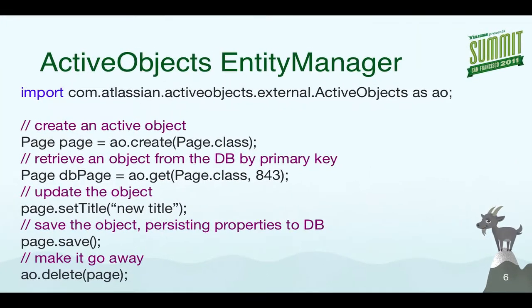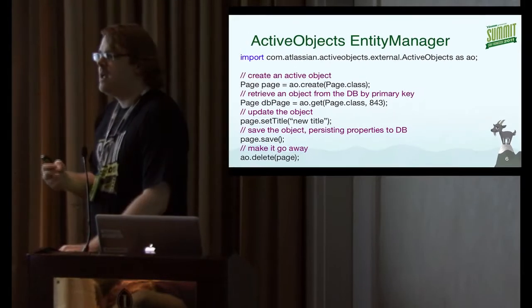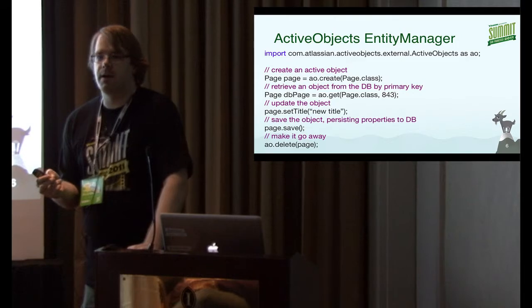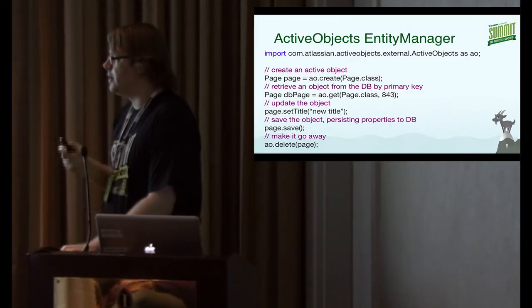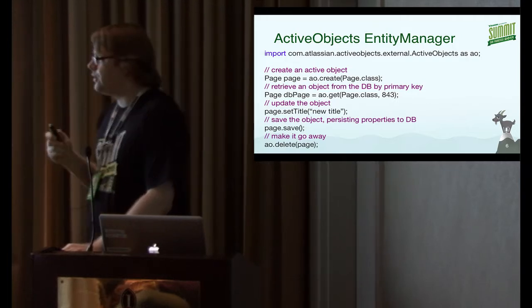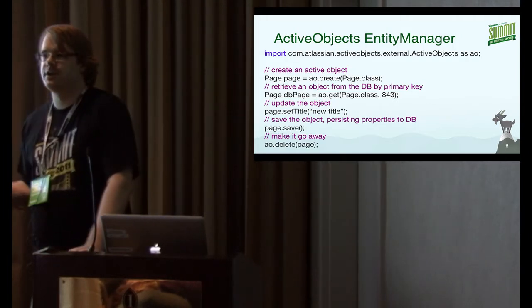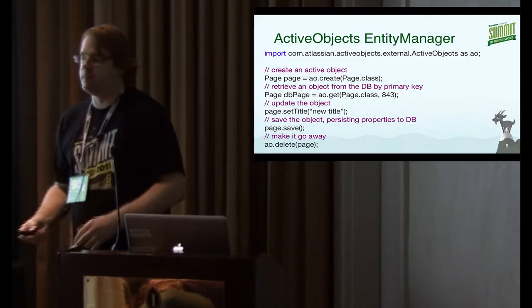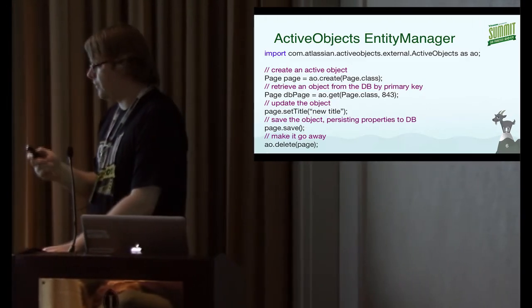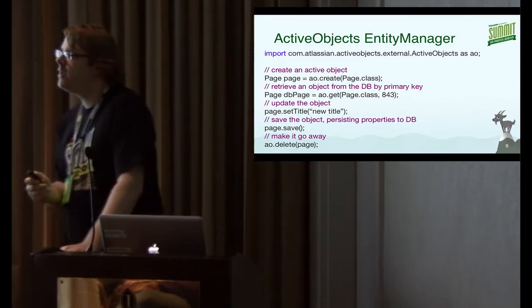The entity manager is part of ActiveObjects. It's a class that gets component injected into your plugin, like with a number of services. You can create an object by using the entity manager with ao.create. You can get an object by its primary key, because again, each object implements that entity interface, giving you a primary key. You can update the object's properties. You can eventually save that object to the database. When you call page.save, your changes will persist to the database underneath, as if you'd written them yourself. Finally, you can just make pages go away. So this is basically simple stuff.